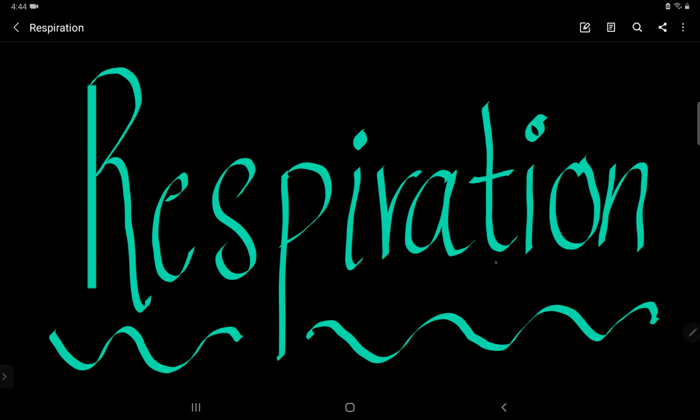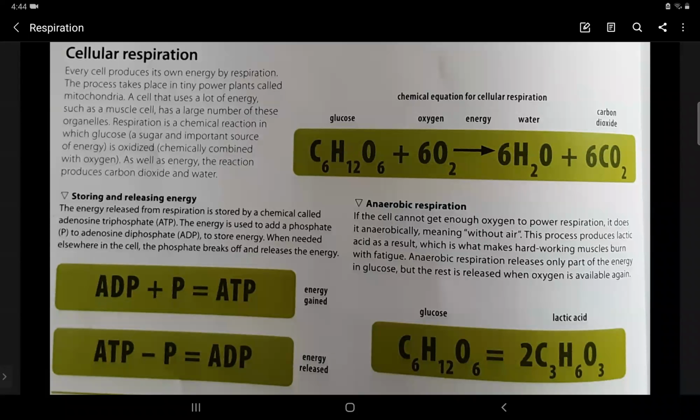Cellular respiration. Every cell produces its own energy by respiration. The process takes place in tiny power plants called mitochondria. A cell that uses a lot of energy, such as a muscle cell, has a large number of these organelles. Respiration is a chemical reaction in which glucose is oxidized, releasing energy. The reaction produces carbon dioxide and water.